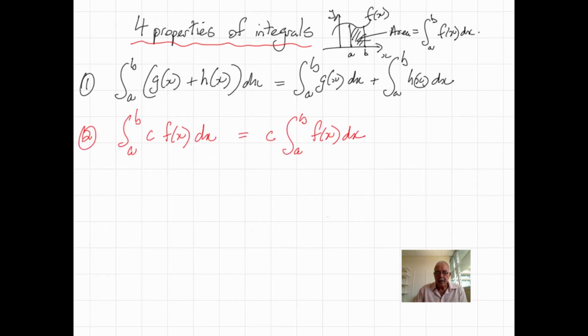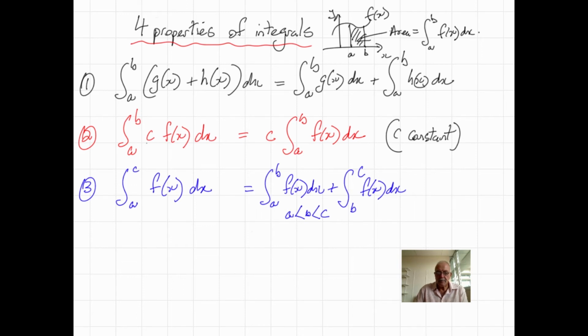The second property is that if you've got a constant, so here c is a constant, so it's not a function of x, can't have any x's in it, so it might be just 3.5 times this. You can take the constant out the front of the integral sign and then just do the integral of the function itself and then multiply by the constant at the end.